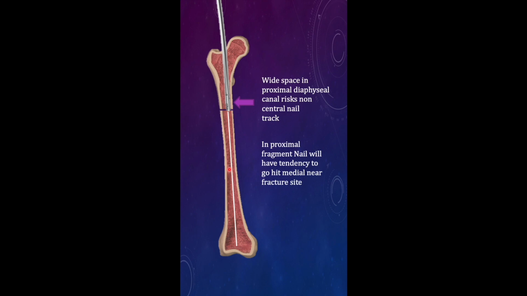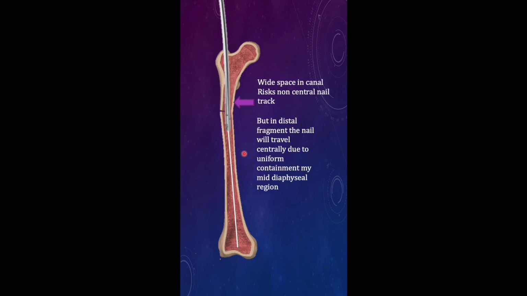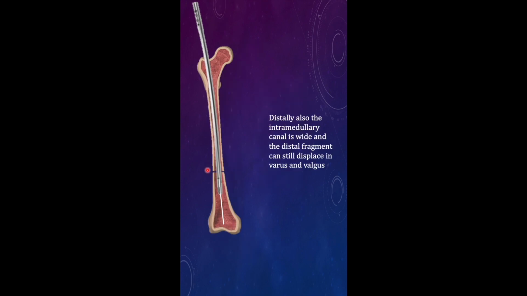So because of the non-central placement in the proximal fragment and central placement in the lower fragment, there will be chances of varus angulation like this. And distally also there is a wider intramedullary canal. Again, there will be chances of varus or valgus angulation of the fracture even if the nail is centrally passed.